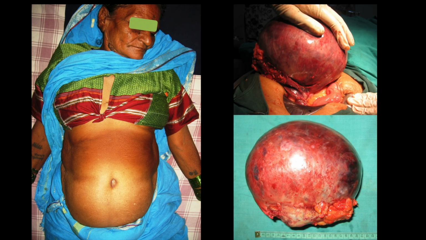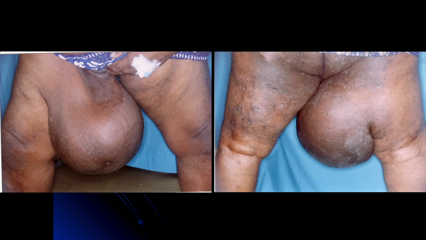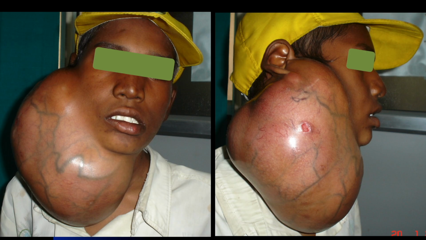A big lump in abdomen. This was an ovarian cyst measuring 20 centimeters in diameter. A big benign tumor. This was a lipoma on the right thigh. It weighed 5 kg. This was a malignant tumor, right parotid.